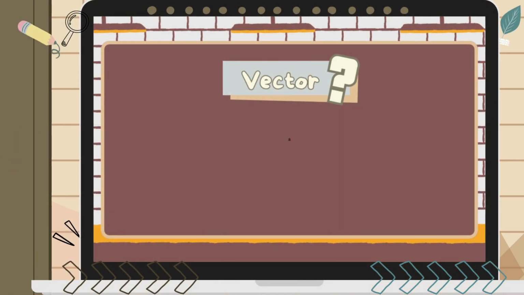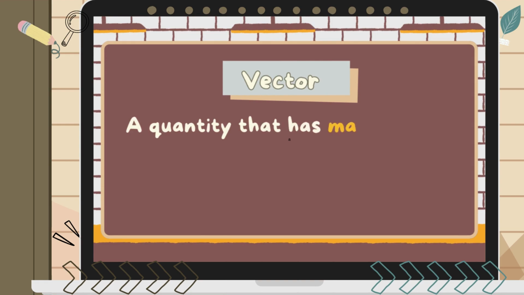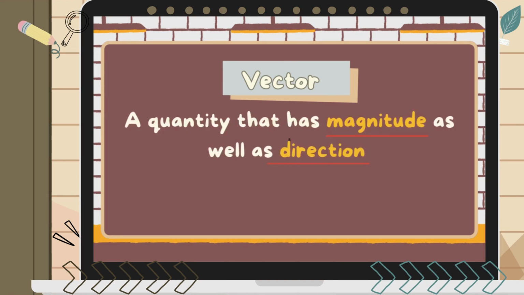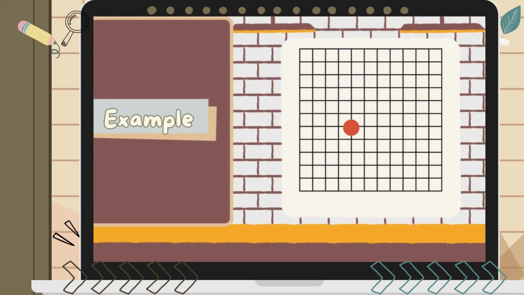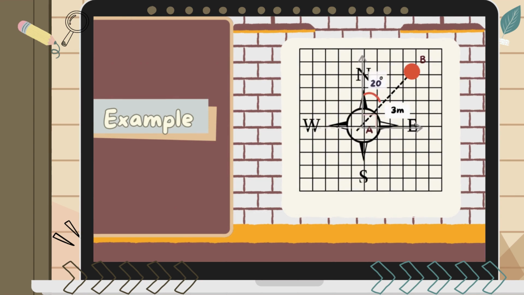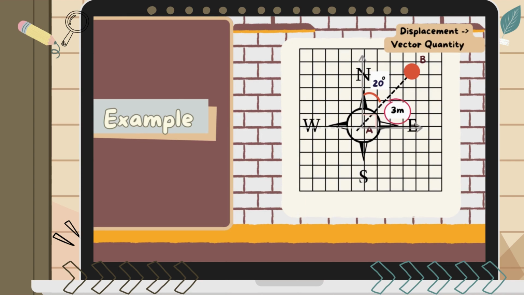That's right. Previously, we had seen that a vector is a quantity that has magnitude as well as direction. For example, let's say an object is displaced from a point A to a point B, which is 3 meters away from it, in a direction 20 degrees east of north. So here, the displacement of the object is a vector quantity. The magnitude of the displacement vector here is 3 meters, and its direction is 20 degrees east of north.